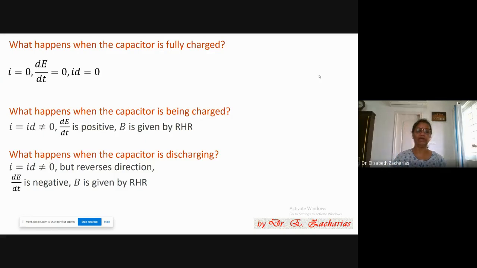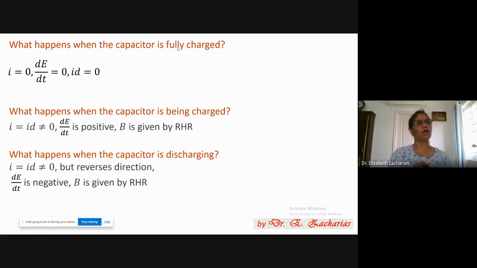Let us see the difference in the situations. One is, what happens when the capacitor is fully charged? The capacitor is fully charged means there is no more flow of charge being taken from one plate and deposited on the other, which means the circuit now has no more conduction current. If conduction current is zero, then displacement current is also zero. Between the two plates, the electric field has reached a maximum value. It is not changing. D phi E by dt has become zero. Phi has become a constant.